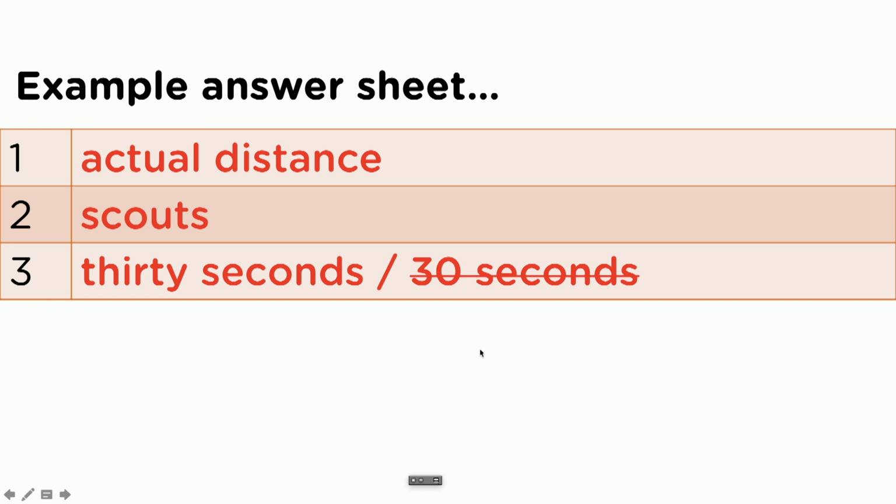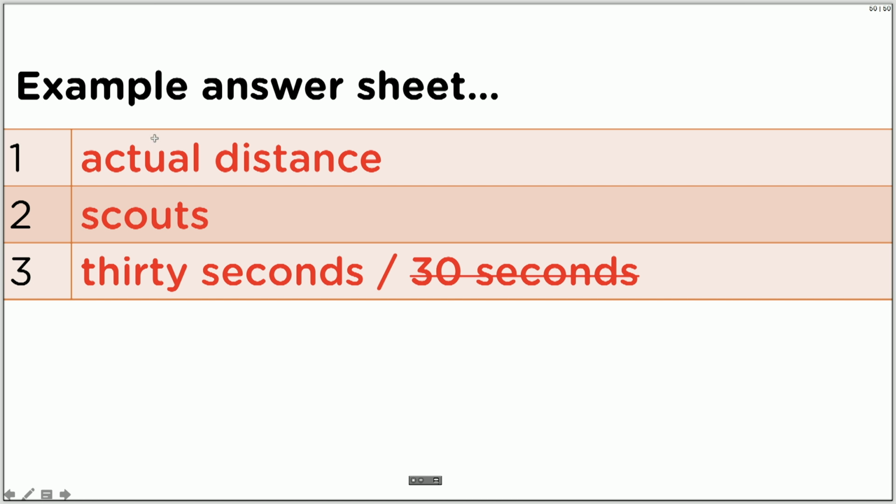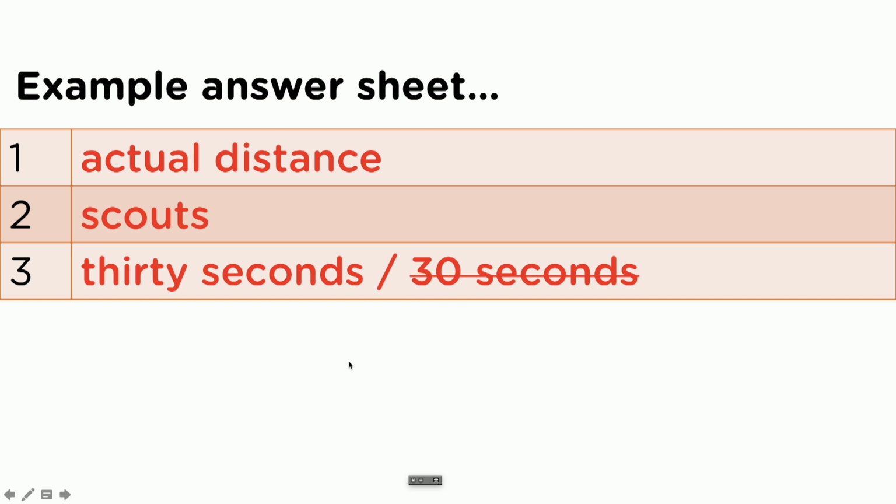Okay, this is how the answer sheet will work. So remember, you can write 1 or 2 words. So here's one with 2 words, here's one with 1 word. Be very careful about grammar. It may have to be a plural noun, for example. Here's 30 seconds, 2 words. You cannot write 30 seconds with a number. Remember, it said no numbers. It just said 2 words. So sometimes IELTS will trick you like that.